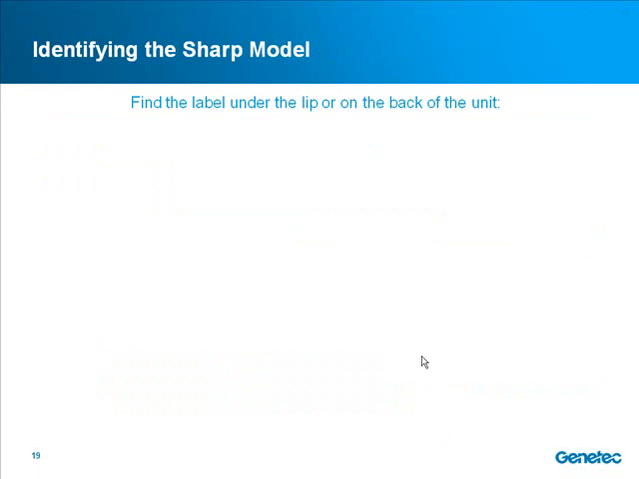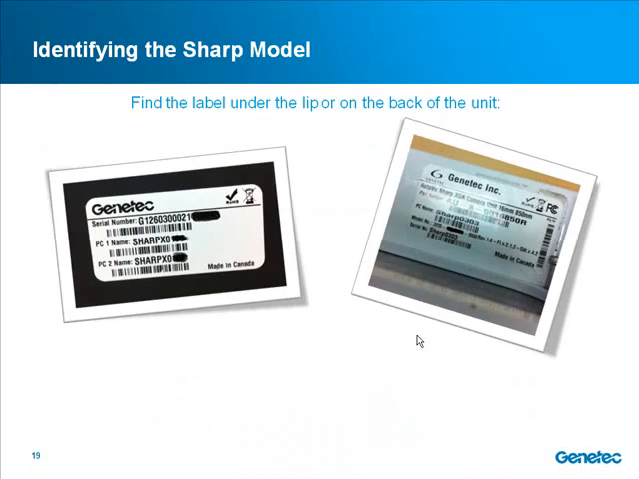Now, to check which version of Sharp camera you have or happen to be looking at, the main thing to check is the PC name on the label. The label can be found under the lip, on the front of the Sharp, or on the back of the unit. If you need the PC name for the Sharp X, you can find that on the back of the trunk unit. Now, since there's two processors, you're going to have two PC names here.